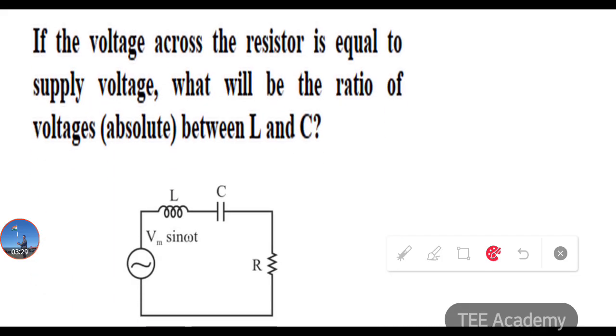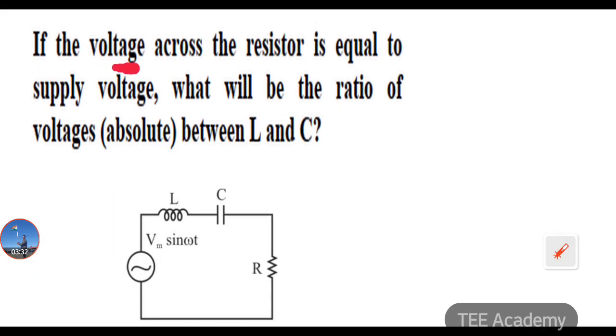Okay, next question here. If the voltage across the resistor is equal to the supply voltage, then what will be the ratio of voltages between L and C? By looking at the network itself, there is an AC source, inductor, capacitor, and resistor. These three elements are connected in series, and the question is asking, if the voltage across the resistor is equal to the supply voltage, Vs equals VR, then what are the components L and C doing? They are cancelling each other, and this condition is known as the resonance condition, as you know.